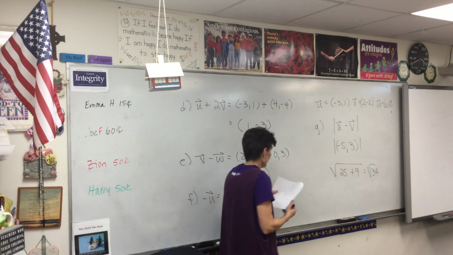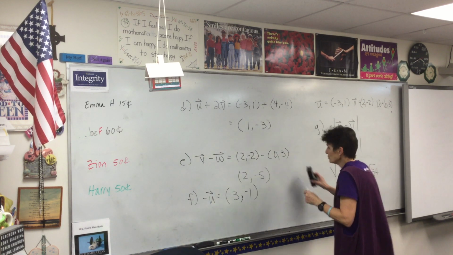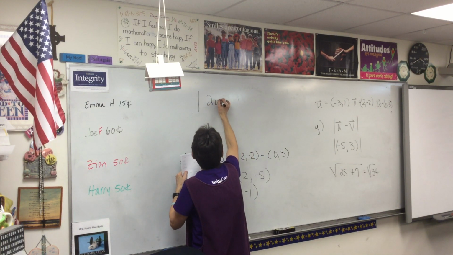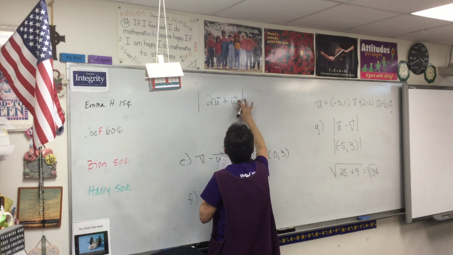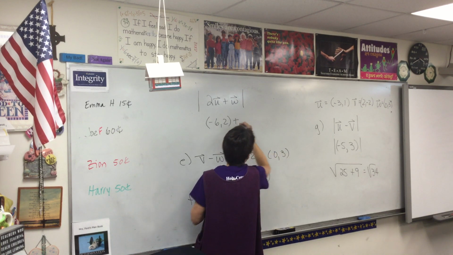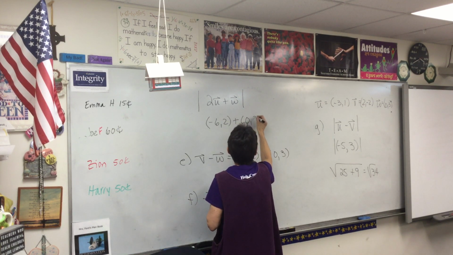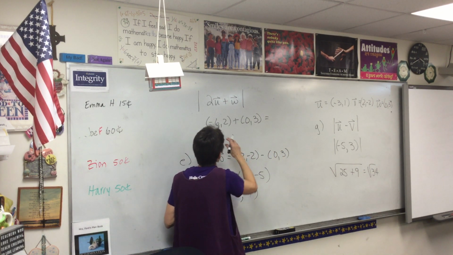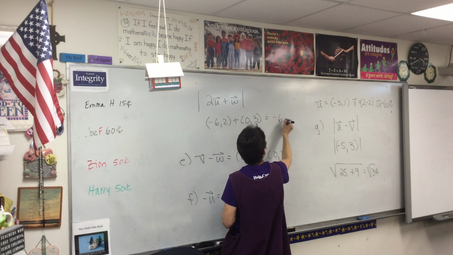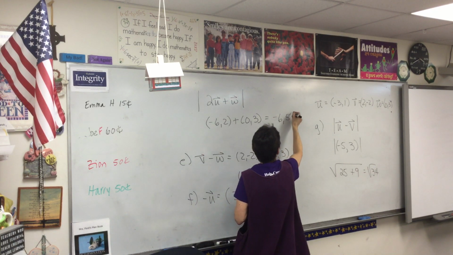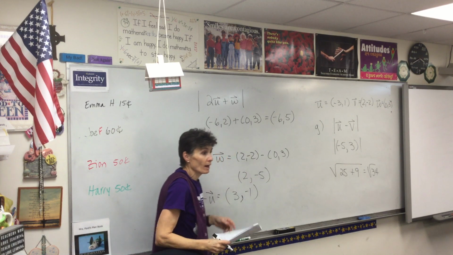All right, and one more in this section, 2U plus W. The magnitude. All right, so let's start inside first. So 2U would be negative 6, 2, right? And I'm going to add W. So that's going to give me a grand total of what? Negative 6... Oh, wait, no, it is. It's negative 6, 5. Remember, we add the x's and we add the y's.